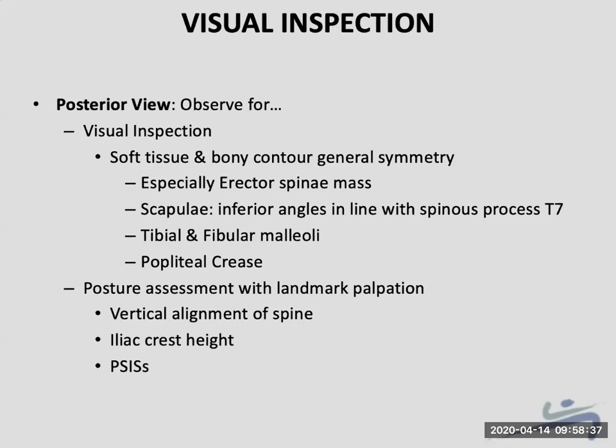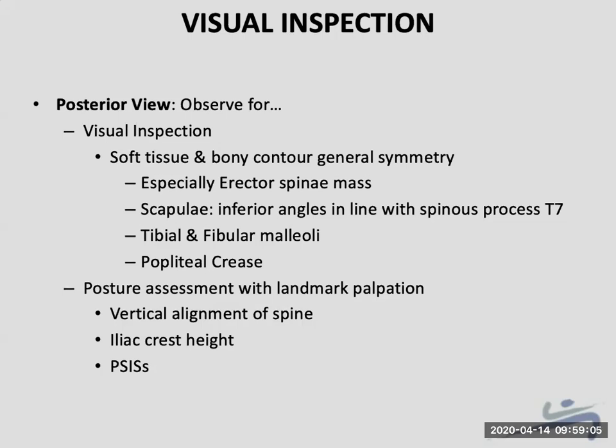Now, our posterior view, looking at soft tissue abnormalities. So look at the lumbar paraspinals. Are we seeing any differences in symmetry? Are we seeing atrophy? Are we seeing any abnormal findings there? Our scapulae generally should align with about the T7 process to give us a little bit of visual cue on where we are in the spine.